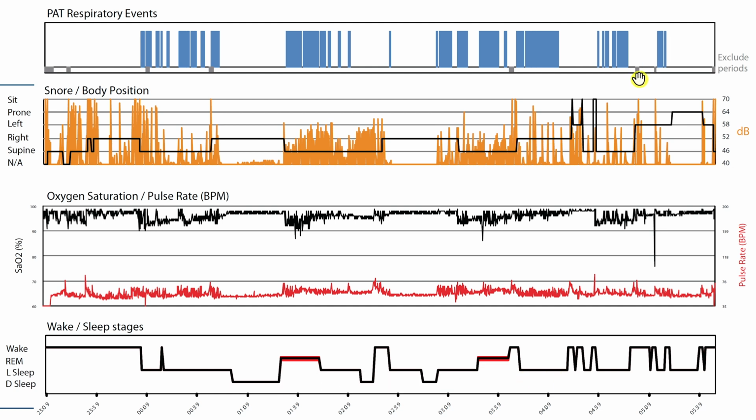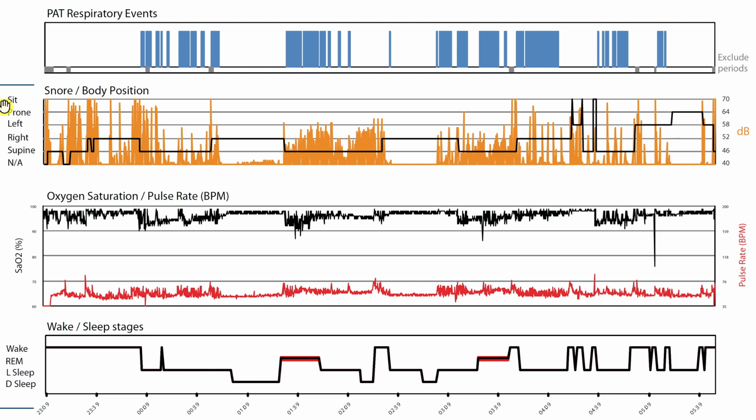These little gray boxes are areas of the sleep study which are being excluded by the scorer who's manually editing the automated report. WatchPAT automatically generates a report, which is a pro of the service, in my opinion. So this is where things start to get a little bit more interesting.